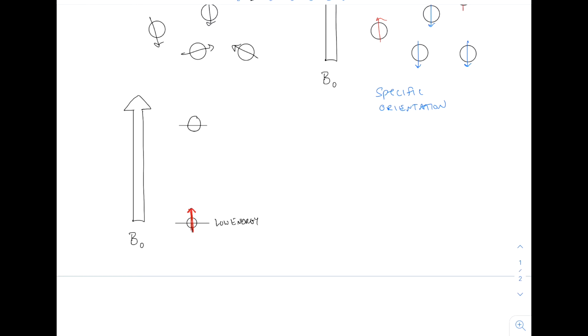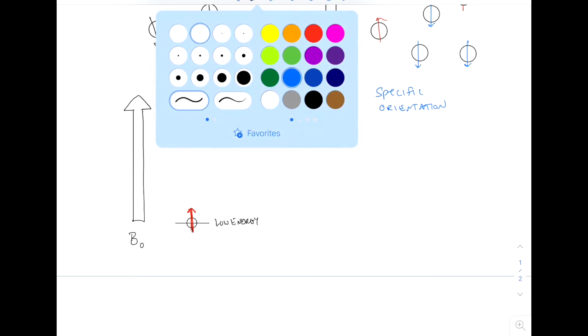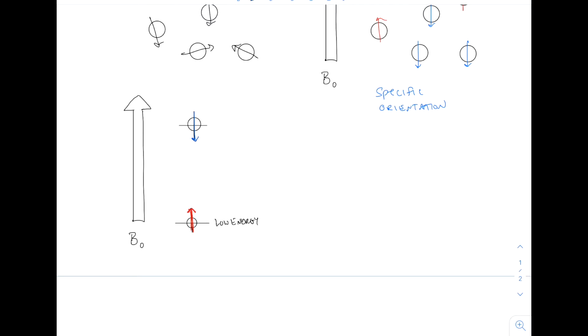And what that results in is the spin being pointed downward. And so this would definitely be the higher energy state. Higher energy state. Okay, and so this would be the alpha state, and this would be the beta state. Now, what we're looking at right here is essentially an energy difference, right?